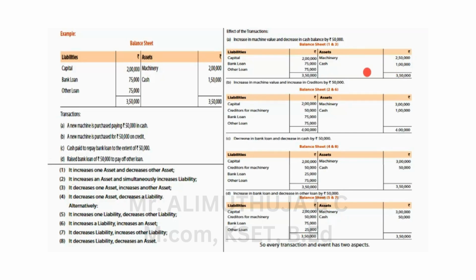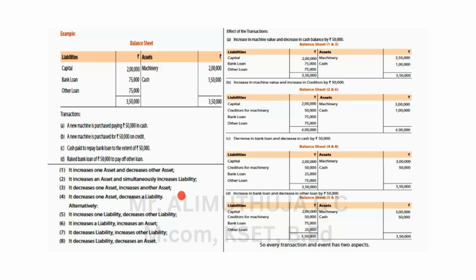That's what I said. Increase in one asset corresponding an equal amount of decrease in another asset. Now point 3 says it decreases one asset and increases another asset. So which asset has been decreased? That is cash. How much? 50,000 rupees. Look at here. In the old balance sheet it is 1,50,000. Now it became 1 lakh.